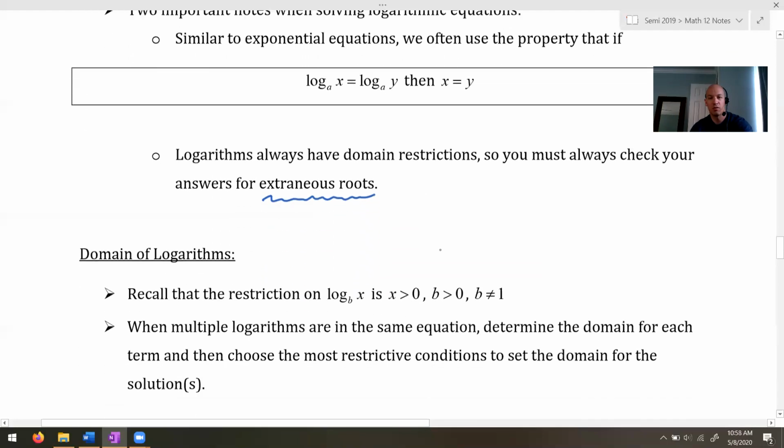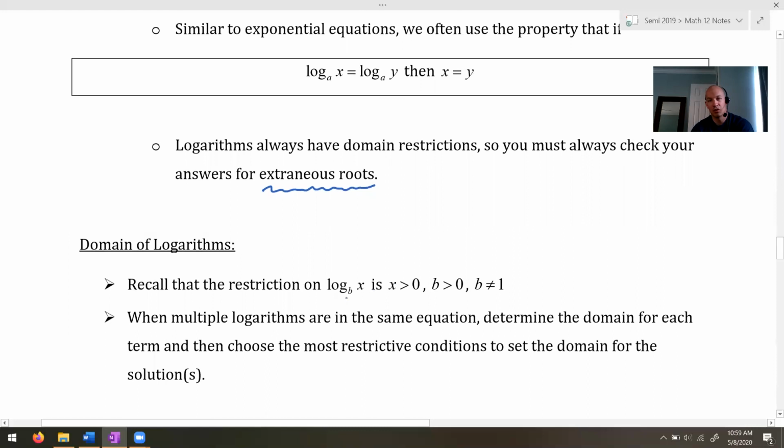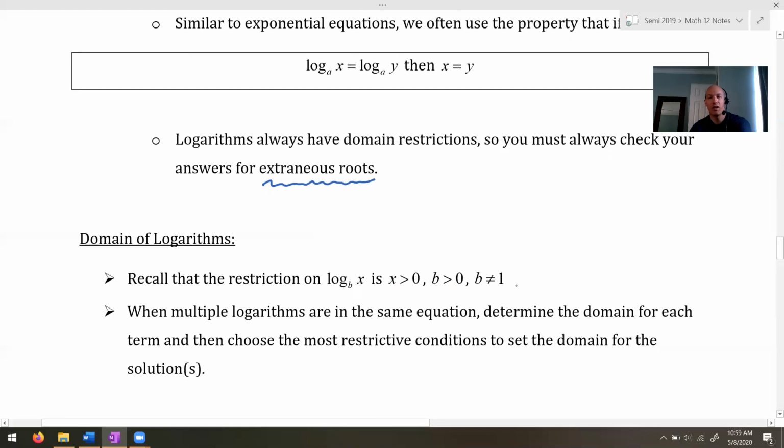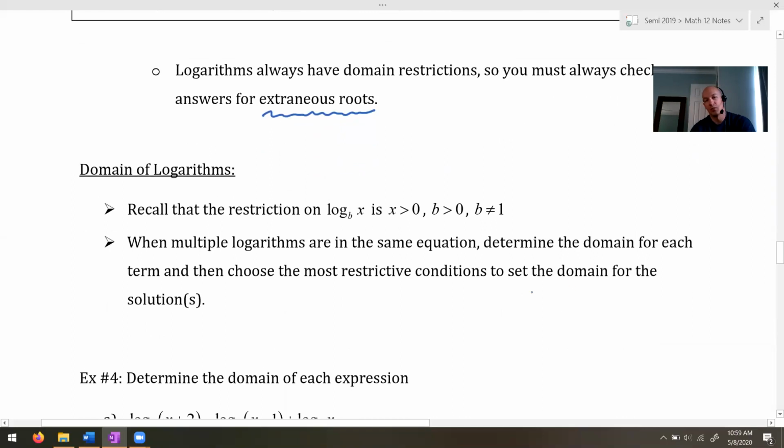Okay, so domain of logarithms. We've talked about this quite a few times before, but let's bring it up one more time. Log base b of x: x has to be bigger than 0. You cannot take the log of something that is 0 or negative, and you also have to make sure that b, the base of the logarithm, is bigger than 0, and it also cannot be equal to 1. When multiple logarithms are in the same equation, you determine the domain for each term, and then you choose the most restrictive conditions, and that sets the domain for the entire solution set.